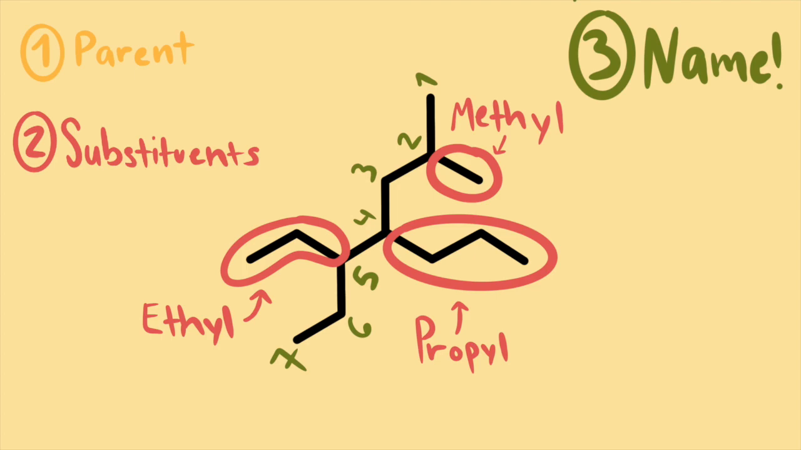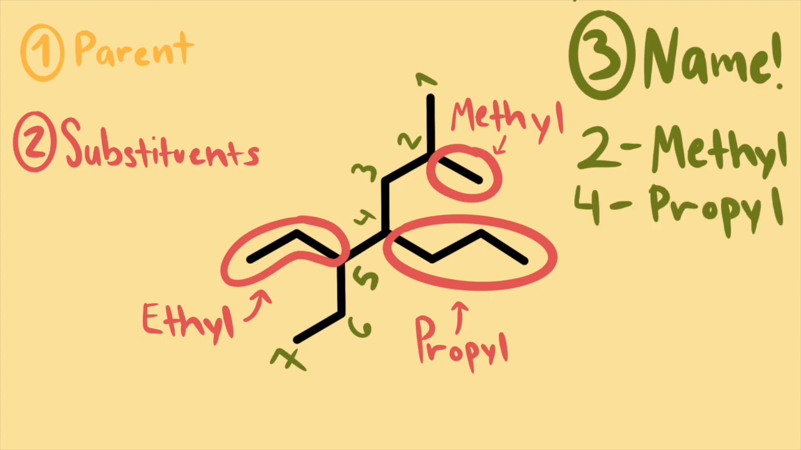As you can see, the methyl group is on 2, so its name is 2-methyl. Our propyl group is on carbon 4, so it's going to be 4-propyl, and our ethyl is on carbon 5, so it's going to be 5-ethyl.